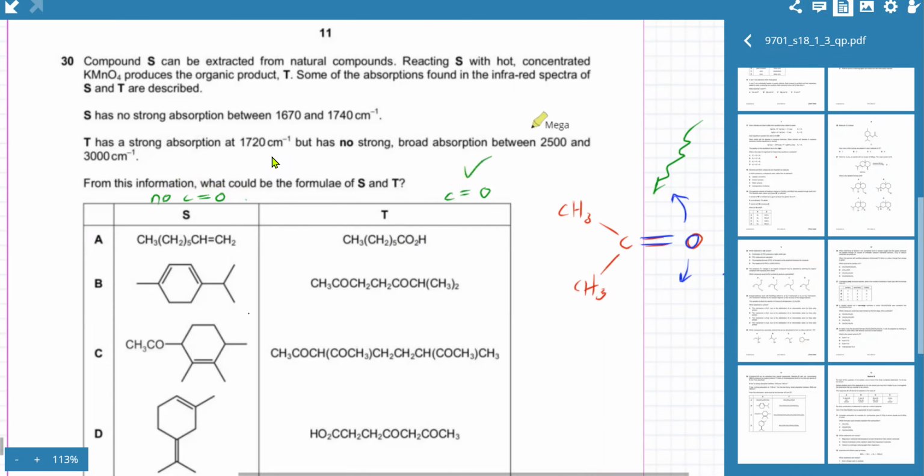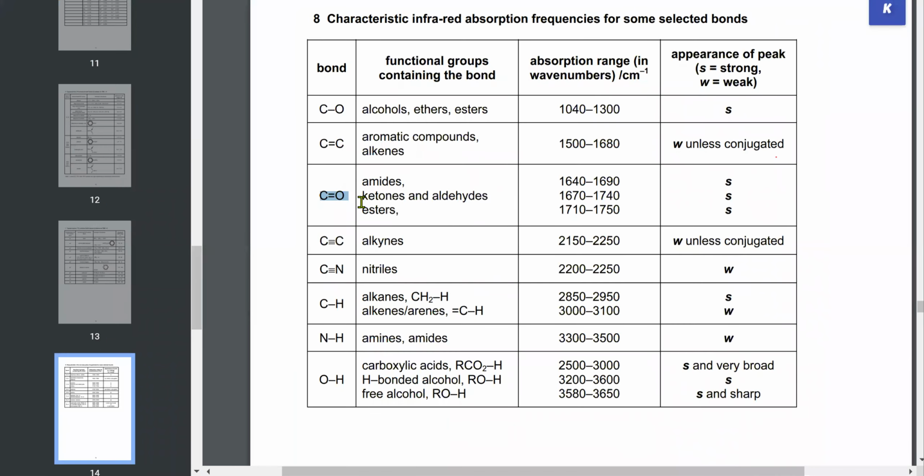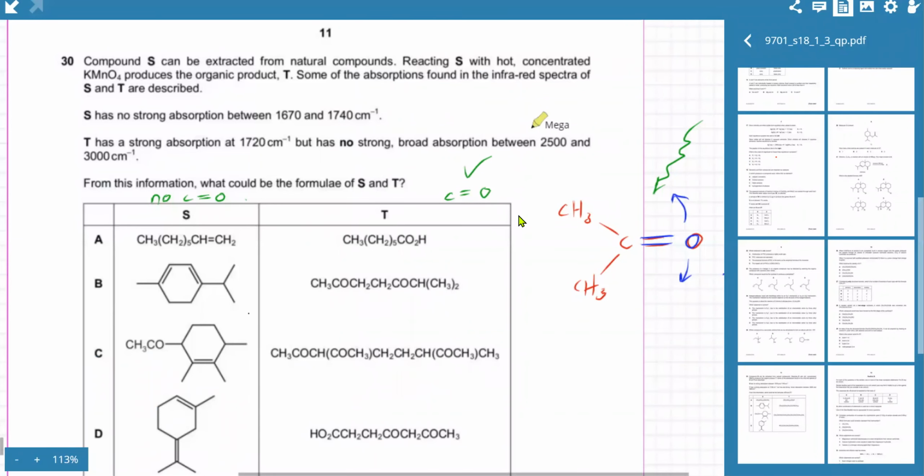And then he says something else about T, that T has no strong or broad absorption between 2500 and 3000. So what does that mean, strong and broad absorption? If you again open the data booklet, at 2500 to 3000 there is an OH bond that is vibrating, and that OH bond belongs to a carboxylic acid. And that has a strong and very broad absorption in this range. So that means it's not a carboxylic acid. That's guaranteed. So T is not a carboxylic acid.